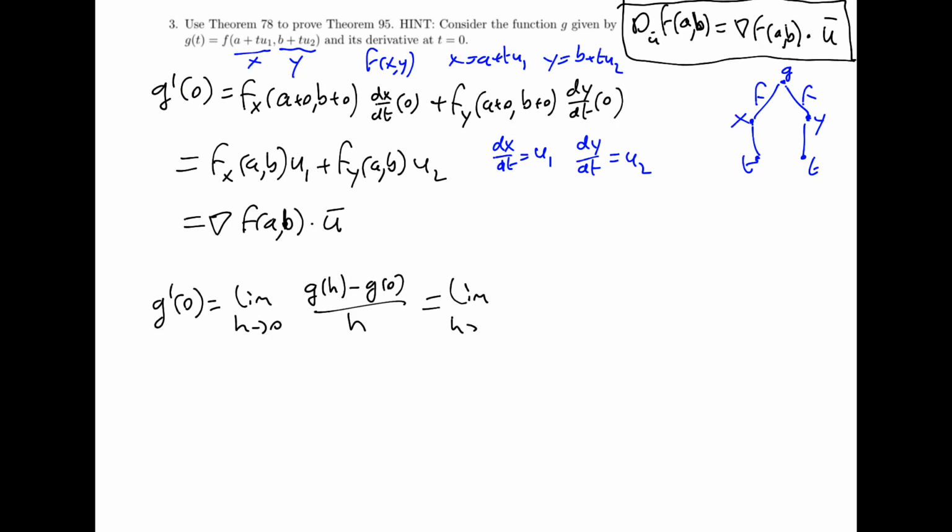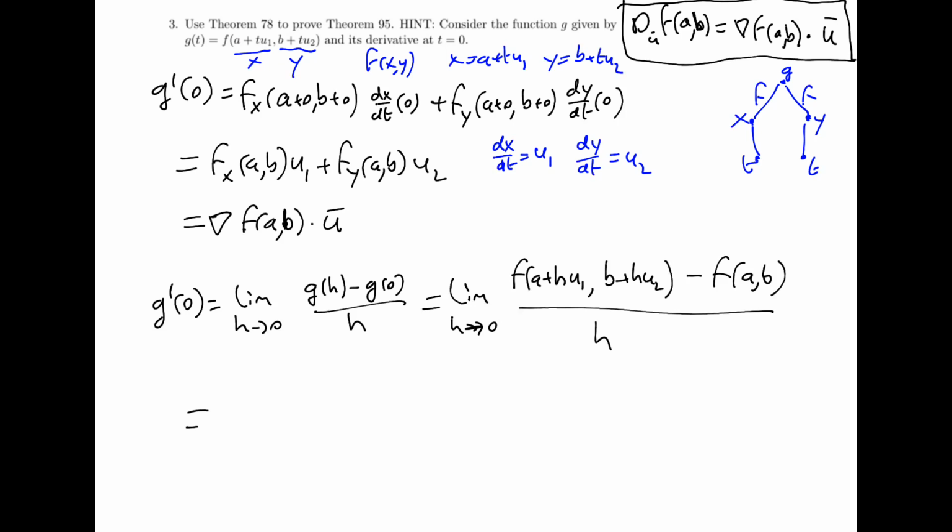And now I can just plug it in. So the g of h, well, what is g? g is f of a plus hu1 and b plus hu2. So this is f of a plus hu1 and b plus hu2. And the g of 0, that's equal to f of (a,b). So let me point towards using this formula over here. This is just what I get if I get g of h and the g of 0. And we divide that by h. Aha, but now we have a very familiar expression because this is precisely the definition of the directional derivative in the direction u of f in the point (a,b).